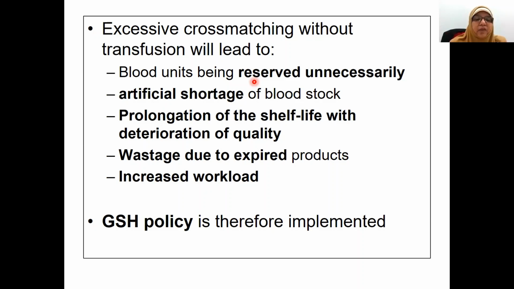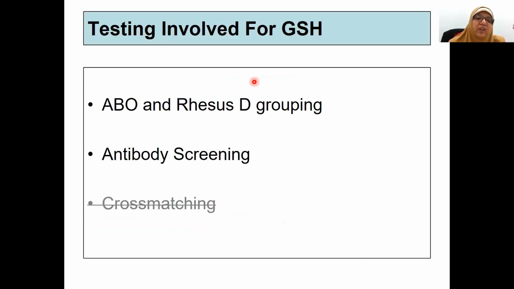And that's why that brings us to the GSH policy. Again, you cannot misuse the GSH. There are some cases that you need to send for group cross-match. You cannot send for group screen and hold, all right? So let's look at the tests involved in group screen and hold. We do the ABO and we do the antibody screening. That's all. If you send for group cross-matching, we proceed with cross-matching.